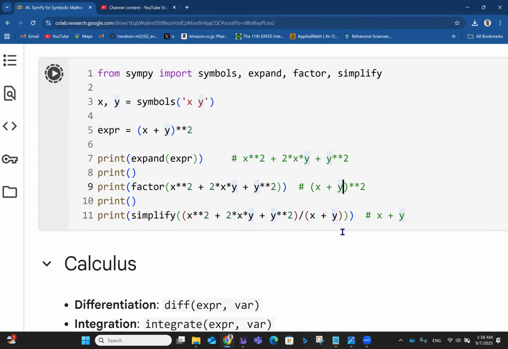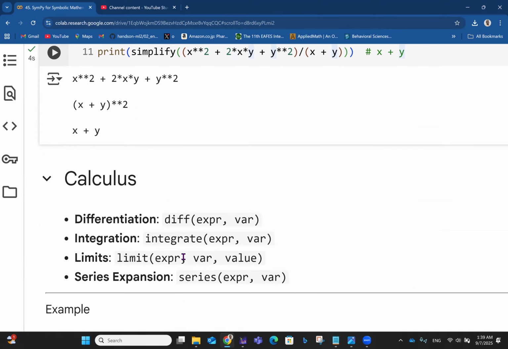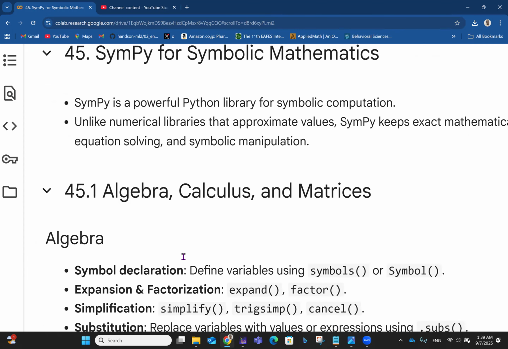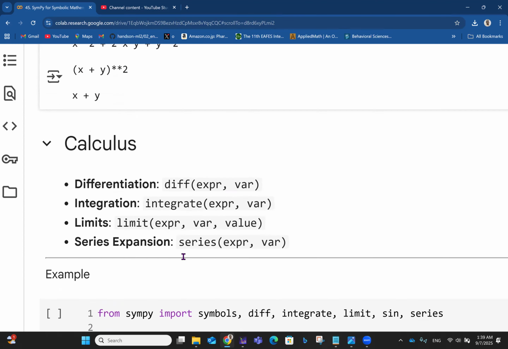So we have three mathematical things. We expand the expression, we factor what we've expanded, and we simplify it by dividing by x plus y. And of course, as expected, we have these results. Normally Python would give you numerical results, but here we have the results just the way they are in terms of x and y. So that's talking about using Python for algebra.